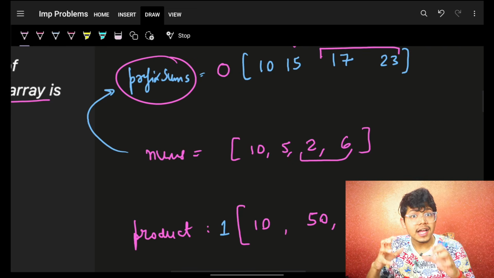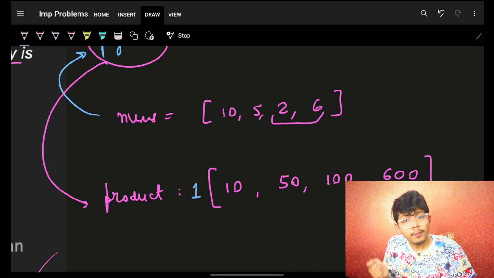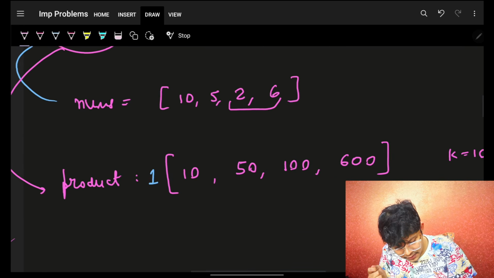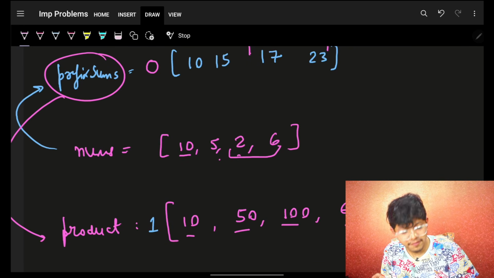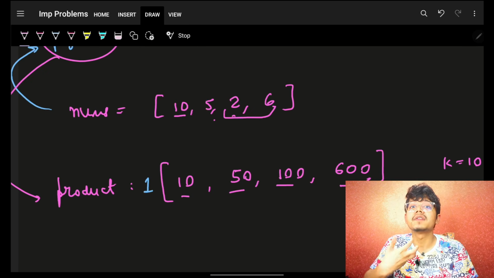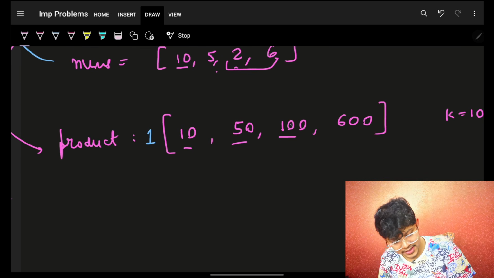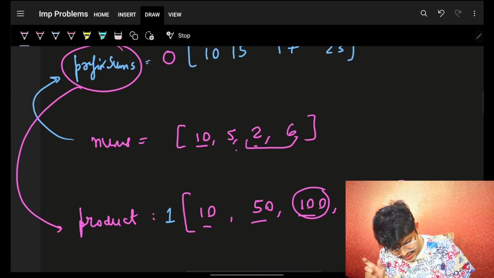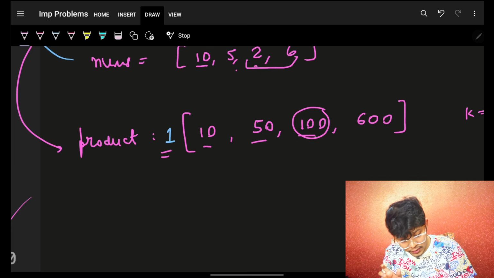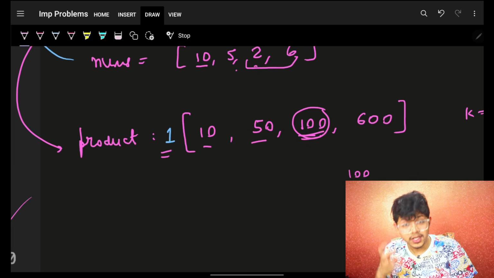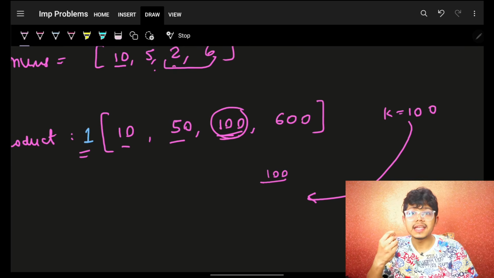But in this case, I want the subarray product. So I can just similarly make a prefix product, in which I have 10, I have 5, I have 50, I have 100, and I have 600. So I have generated my prefix product. And the same way, we had a 0 in the beginning, the same way we'll have a 1 in the beginning. So let's say I am currently at the number 100. I want the number to be less than my number 100.